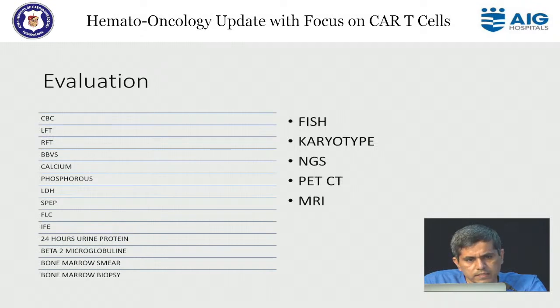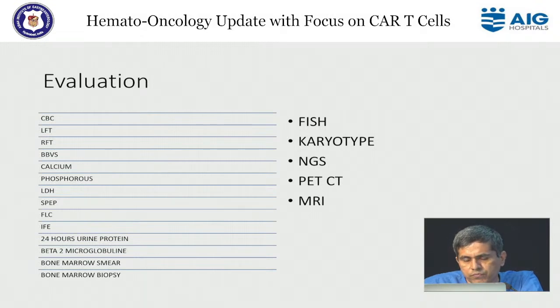We should always have the following blood laboratory workup: complete blood count, liver function, renal function, along with electrolytes. And we should have clonality assays like serum protein electrophoresis, free light chain, immunofixation electrophoresis, as well as 24-hour urine protein to see whether the renal system is involved. Then to fulfill the diagnostic criteria, we should do the bone marrow smear and bone marrow trephine biopsy.